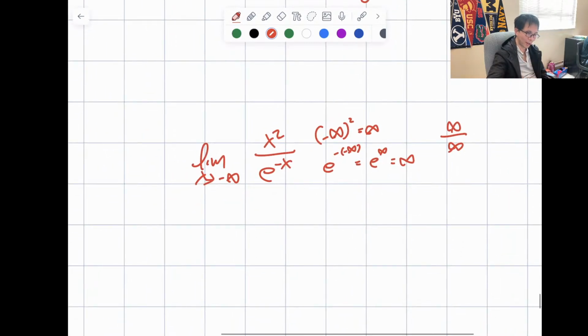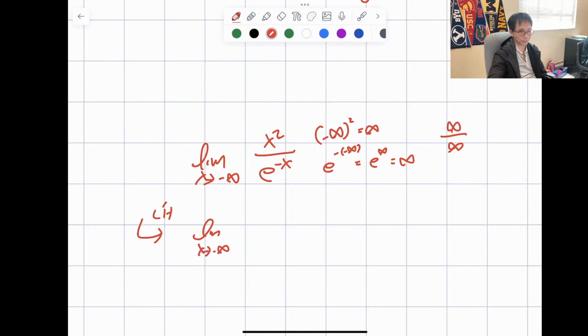Then you say, okay, L'Hopital's rule. The limit as x approaches negative infinity. What's the derivative of x squared? 2x. And what's the derivative of e to the negative x? Good. And we say, hey, that's infinity again. It's going to be infinity over negative infinity, right? Then you say, can I do L'Hopital's rule again? Yes, you can apply it more than once.